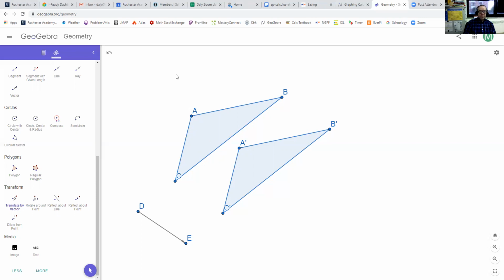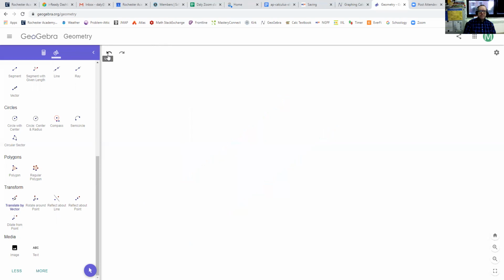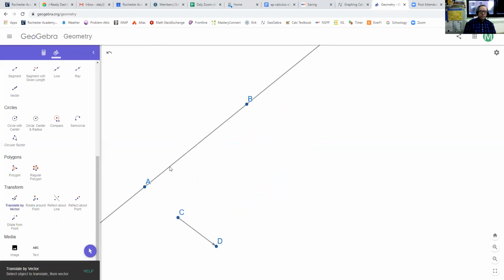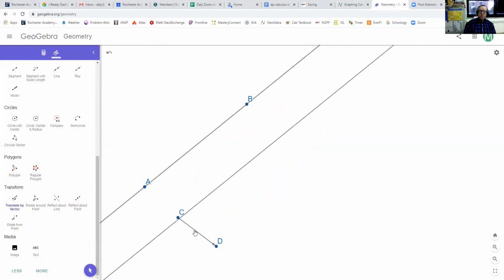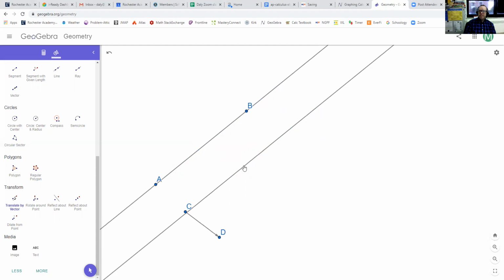There's one other thing I want to look at. Instead of doing this with a triangle, why don't we do it with a line? So there's a line, and I will create once again a vector. And if we translate this line by this vector, what do you notice about the image line? So what do you notice about this line compared to this line?